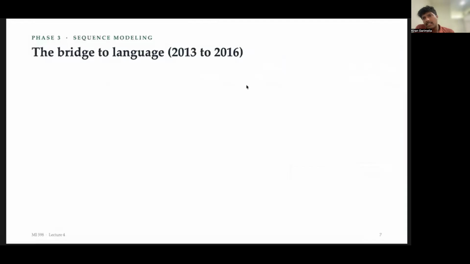Okay, so then the next phase is sequence modeling. There are a lot of methods in this. I don't know if you've heard of LSTM, GRU.